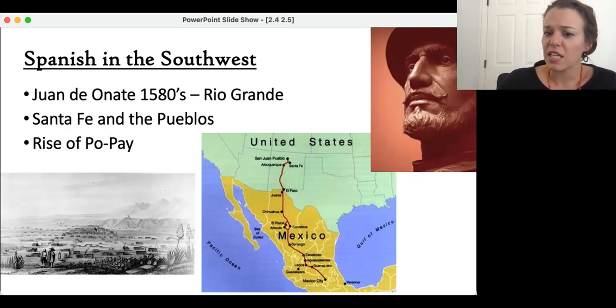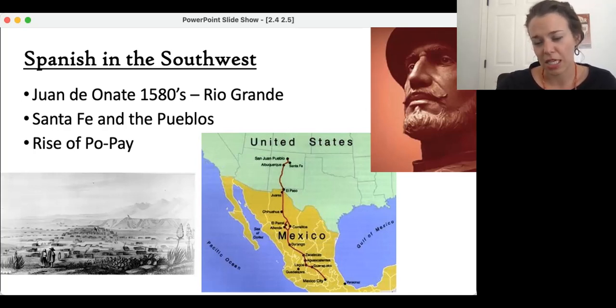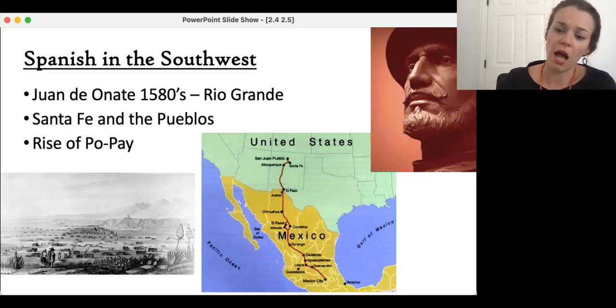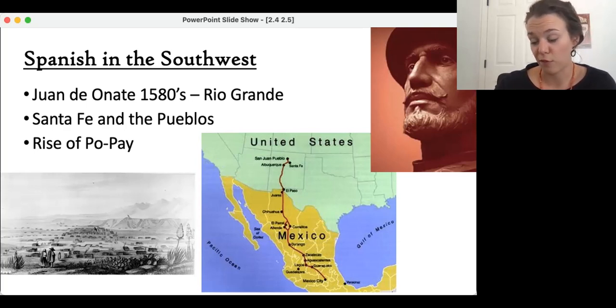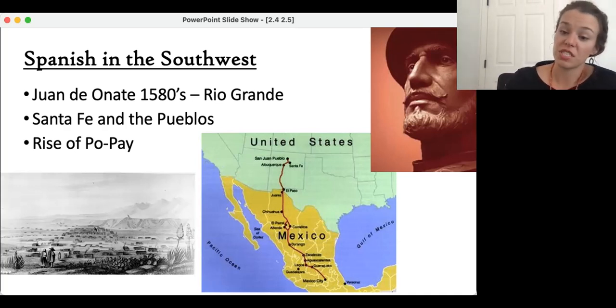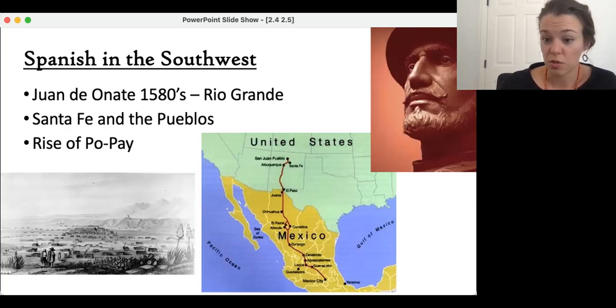So the Spanish decide, you know what, we're getting out of Dodge primarily. The Southwest is perhaps not worth the investment. They will continue going up the California coastline. You might hear about the mission system in California, but the Southwest will have less focus. The Franciscan monks will refuse to leave, and they will found the city of Santa Fe in 1610. They will build over 60 missions in New Mexico to convert the Pueblo Indians.